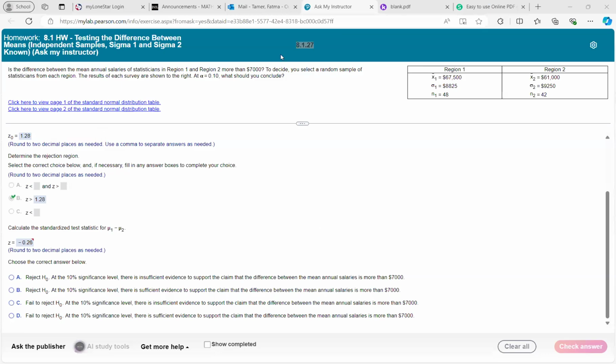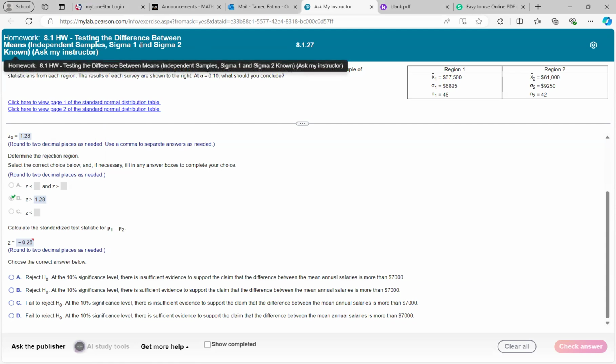With this video, we are going to look at question 27 from 8.1. And 8.1 is testing the difference between means, independent samples, where sigma 1 and sigma 2 are known. So when we look at region 1, we have the x1 bar value, sigma 1 and n1. For region 2, average salary is 61,000. Standard deviation is 9,250 and sample size is 42.